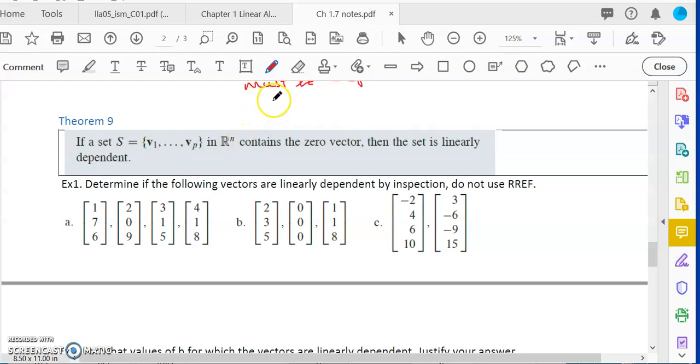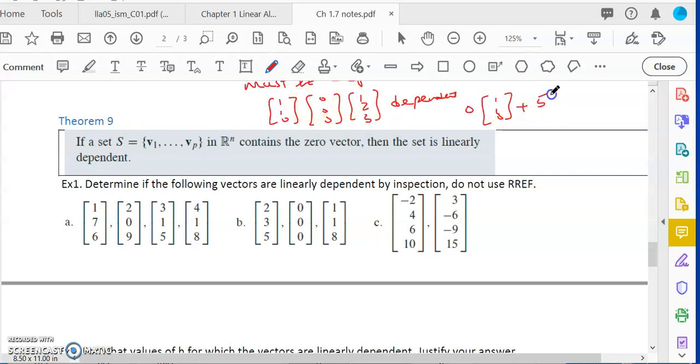Why? Just imagine I have a vector like 1, 1, 0, and then 0, 0, 0, and then 1, 2, 3, whatever I want. It is dependent. I don't have to check, because I can just say 0 of 1, 1, 0 plus, you can give anything to the zero vector, like 5 of 0, 0, 0, and zeros for the others. Force all the other ones to be 0, but one of them to be non-zero, and the sum is still 0, right? So you can solve it with non-zero weights, so they must be dependent. That's the definition of dependence.